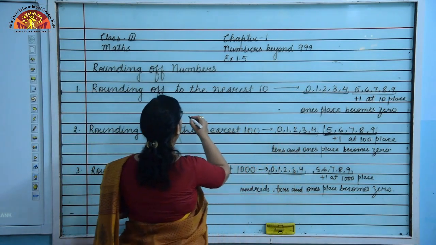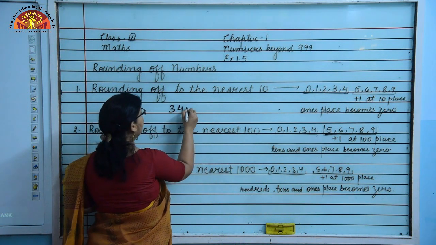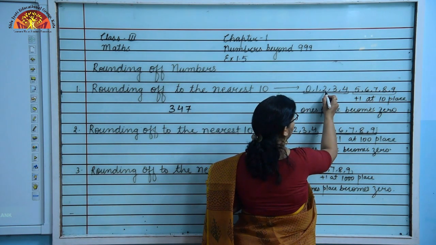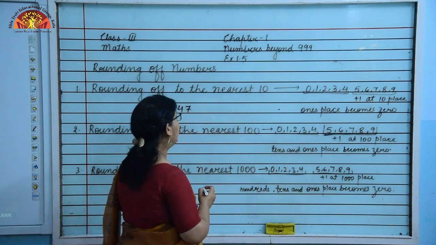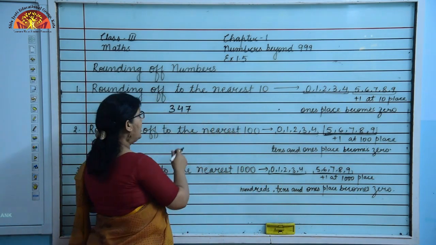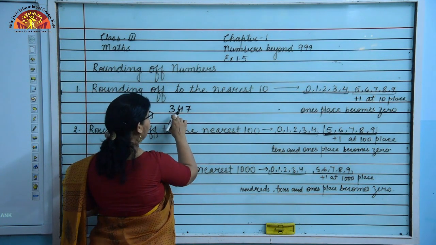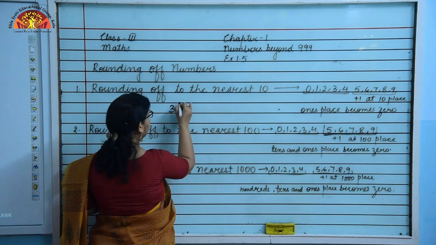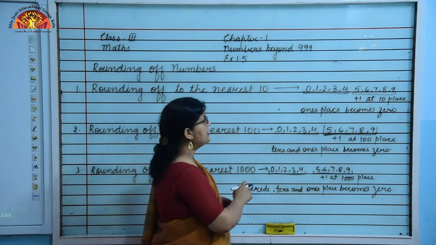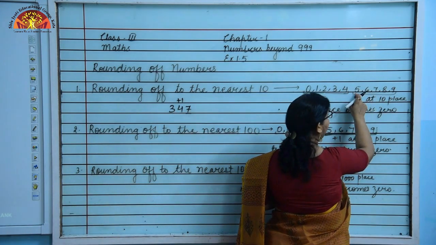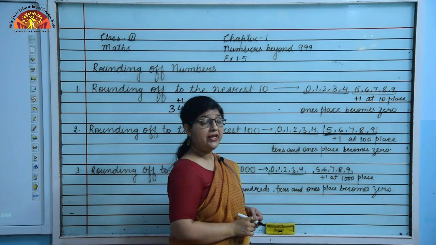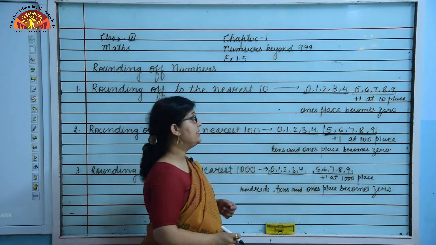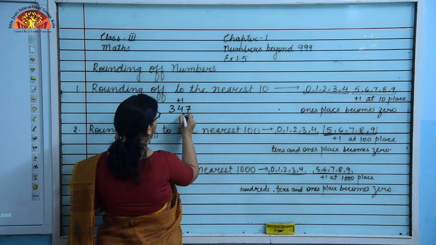So if we have number 347. If the ones place has 0, 1, 2, 3 or 4, then the ones place becomes 0 and the tens place and hundreds place remain the same. So we have 7 here. Means if we have 5 or more than 5 at the ones place, then we add 1 at the tens place and the ones place becomes 0.